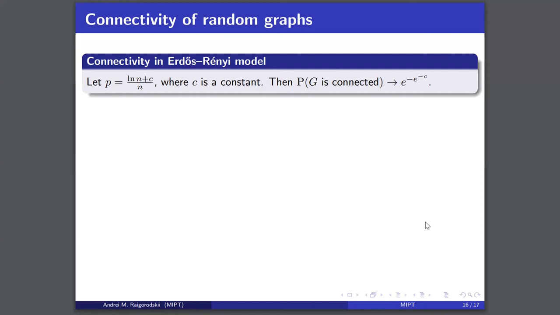You asked me why to consider functions for p, why to consider p dependent on n, not a constant. This is a very good example to understand why it is necessary in practice. It's an amazing result in some sense. So, very high probability of keeping connectivity, although the probability of keeping one connection was very, very small. I can try to explain what this function means.